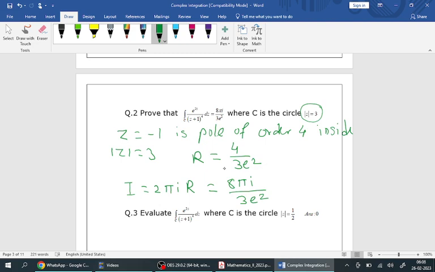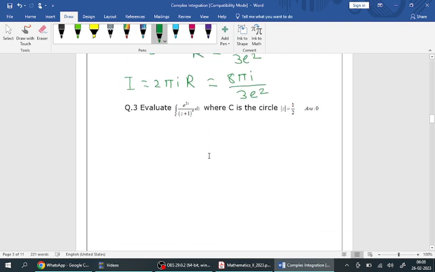Remember, the use of the equation of the circle is only to check how many poles are inside and outside. That is the only purpose for which we use the circle here, and once we find the poles inside the circle, we can easily get the answer.